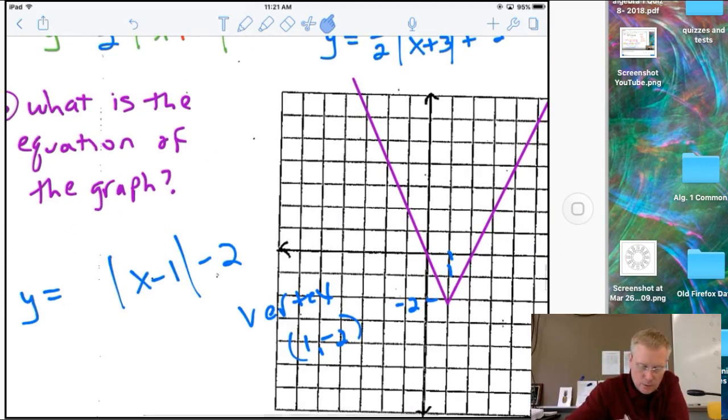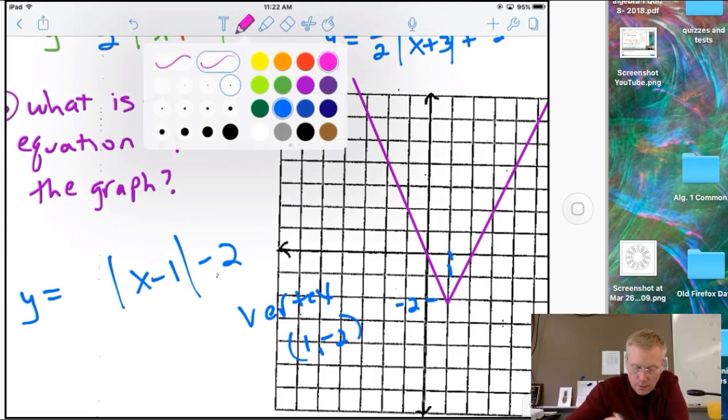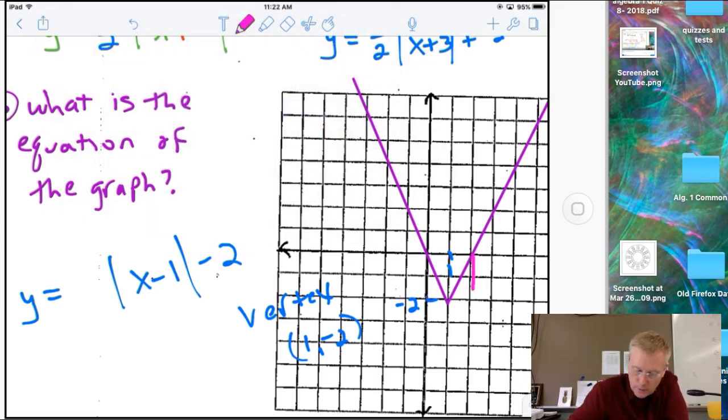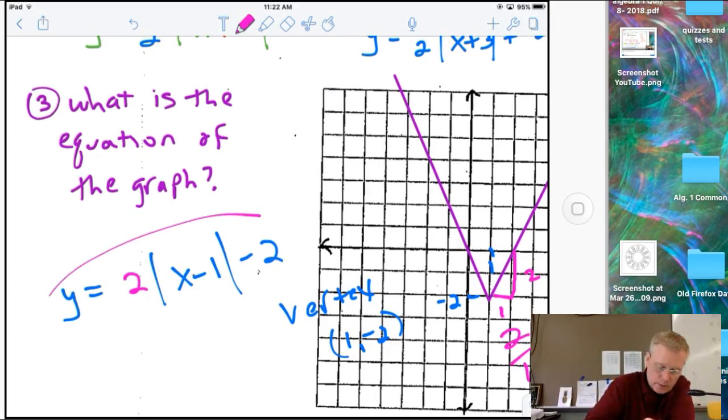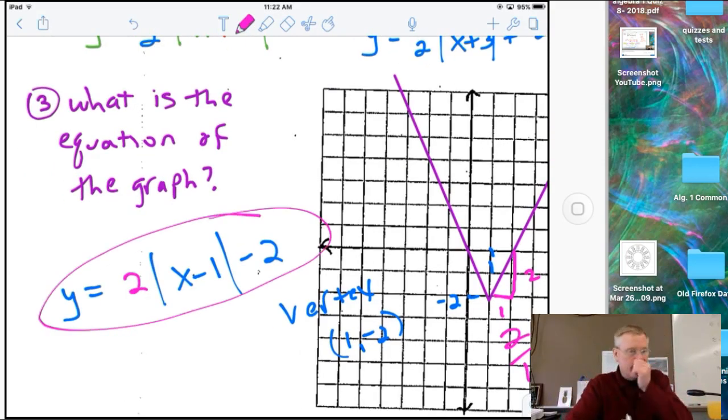Now a, once again, is going to be positive, and I need to figure out what the slope of this line is, which would be rise over run, 2 over 1, which is going to be my slope, and that will be a. All right, so that would be the equation of that graph.